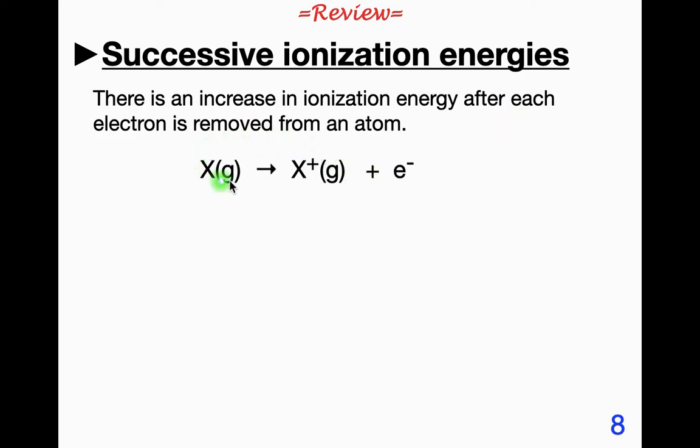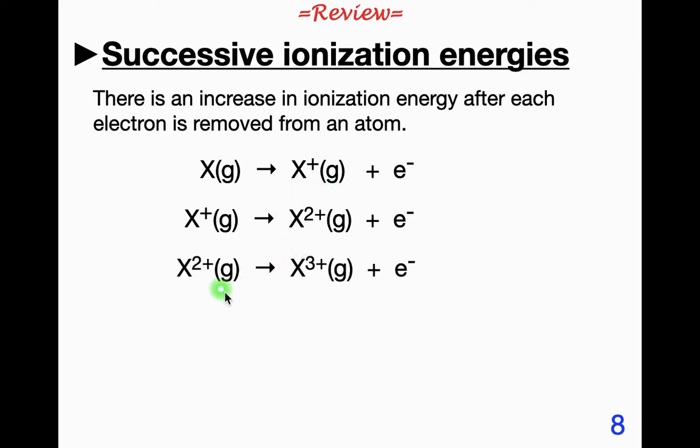So this would be the first ionization energy. This would be the second ionization energy. So this ion is now having an electron removed from it, so it now has a positive 2 charge. And let's look at one more. So the positive 2 ion now has another electron removed from it, positive 3. So that's what we're talking about, successive ionization energy.